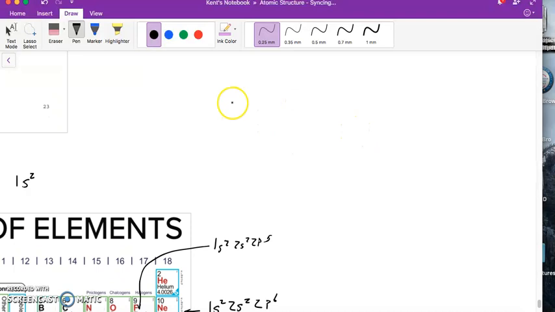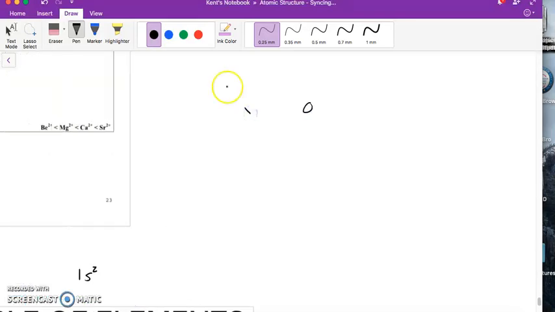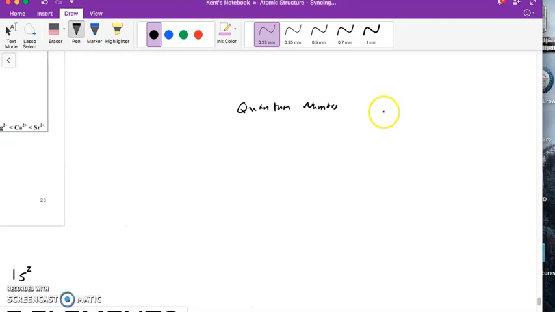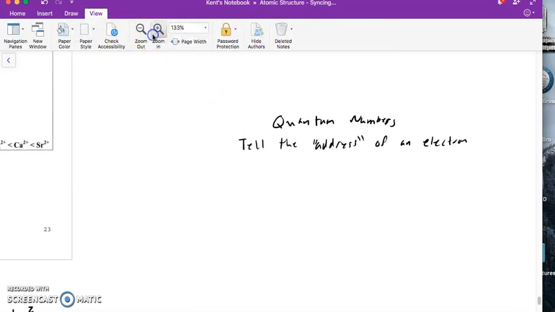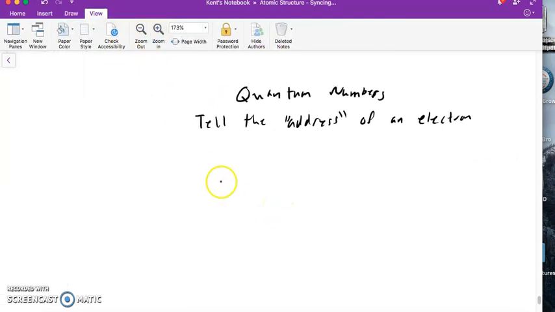So quantum numbers. Let me write what they are. Wow, that was interesting. The page kind of just shifted on me. Quantum numbers. And what are they used for? They tell, I'm going to put this in parentheses, the address of an electron, essentially. Let me zoom in just a little bit here so I have more space to work with. So they tell the address of an electron. Okay, there are 4 quantum numbers.